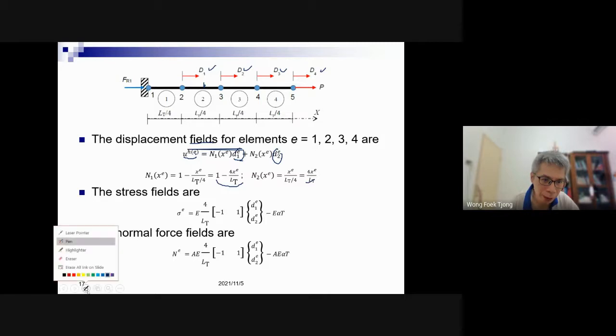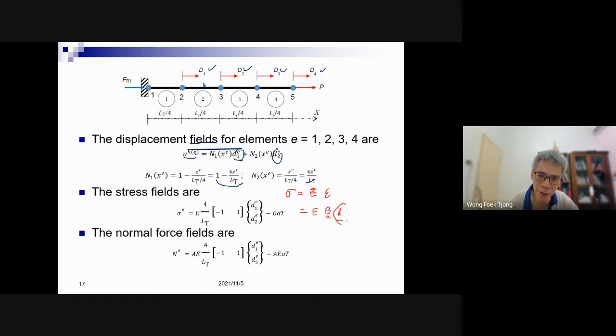If someone asks, how about the stress? The stress is just what? The stress field. The stress field means the stress as a function of displacement. Sigma equals E epsilon, but what is epsilon? B d, right? So we already know this one for each element 1, 2, 3. So we can calculate the stress for each element. This is E, this is B, the B matrix for each element.